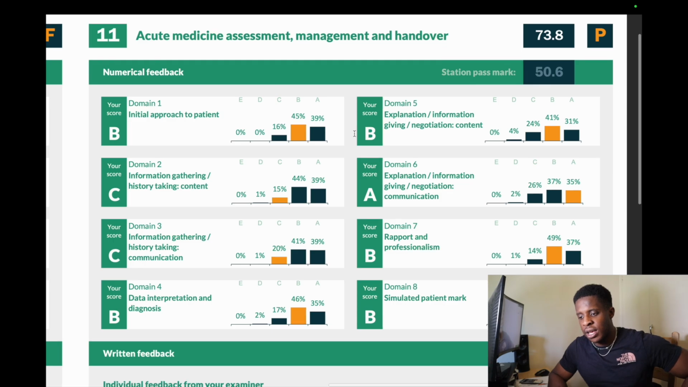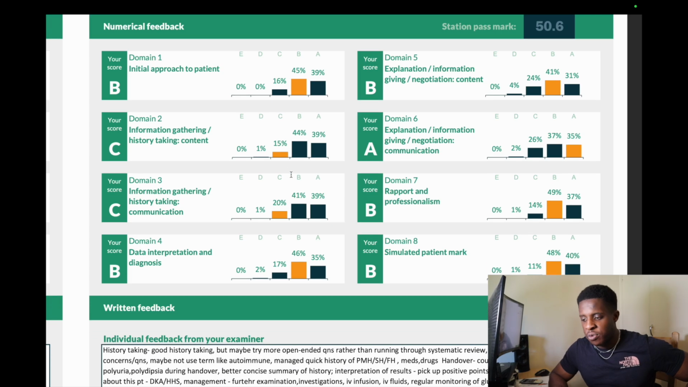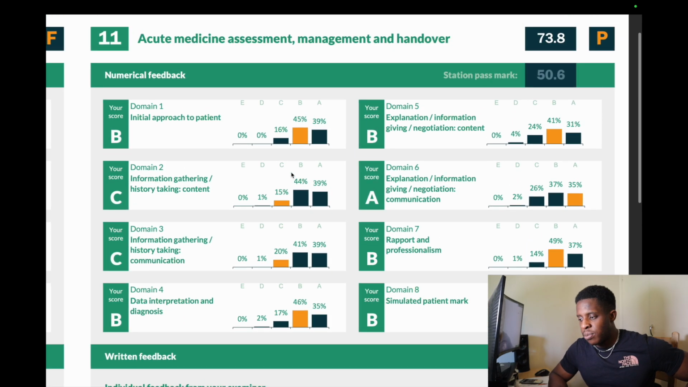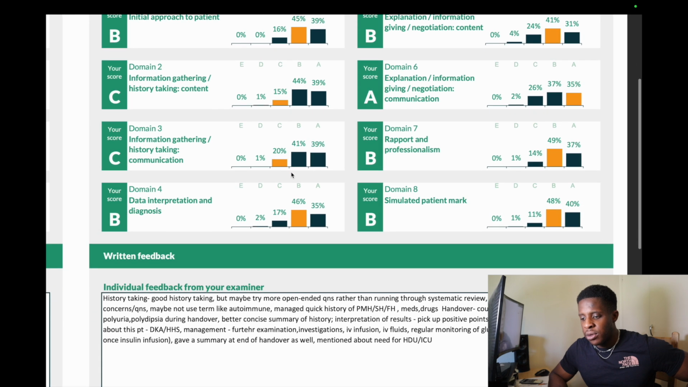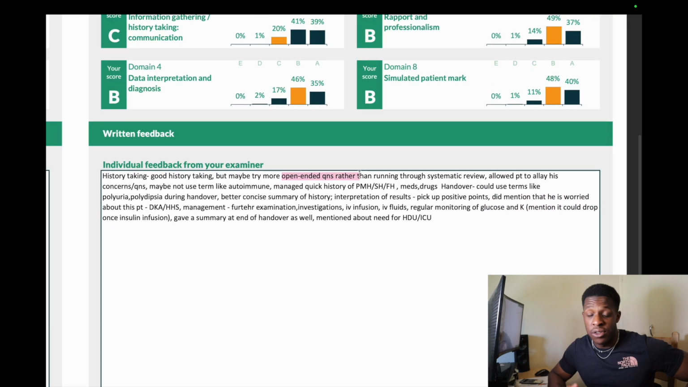History taken: good history, but maybe try more open-ended questions. Yep, that was definitely something that I improved on. Start with more open-ended questions first before moving on to closed questions. Rather than running through the systems review, allow patients to voice their concerns. Maybe not use terms like autoimmune. Yep, that's jargon, unless it's to the examiner. Manage a quick history of past medical history, social history, family history, and drug history.